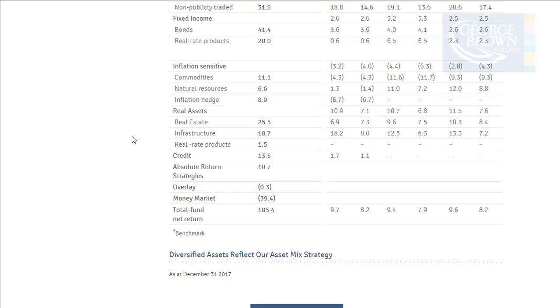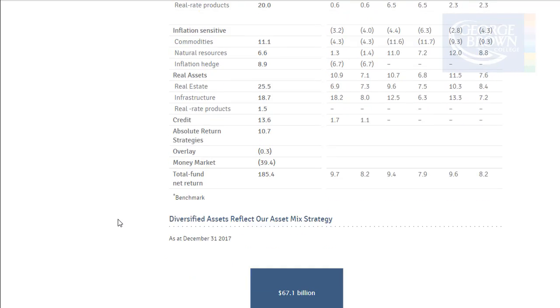they're a big institutional investor. They can get involved in infrastructure. Credit would be corporate bonds, absolute return strategies, some type of hedge funds. And then you can see they've got negative money market because they're doing a little bit of borrowing, okay?